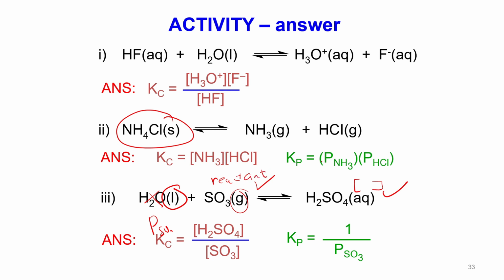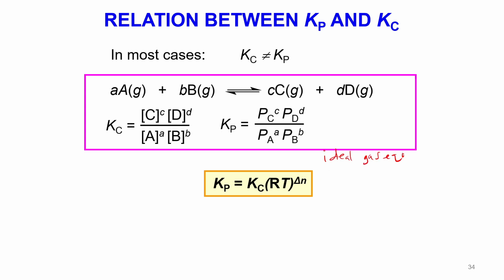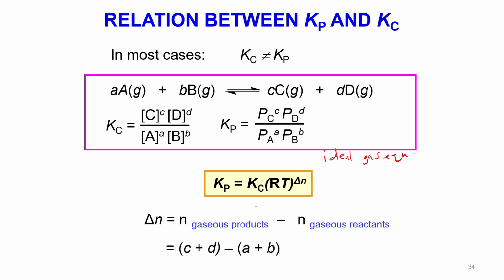Reactant. Okay. Next kita tengok relationship di antara Kp dan juga Kc. Dalam kebanyakan case, concentration Kc nilai dia tak sama dengan Kp. Okay, jadi bila kita nak write the expression, this one adalah untuk Kc, this one adalah untuk Kp. Jadi Kp is equal to Kc RT delta N. Ini ada kaitan dengan ideal gas equation. Jadi delta N is bilangan mole product minus bilangan mole of gases reactant, which is C plus D minus A plus B.